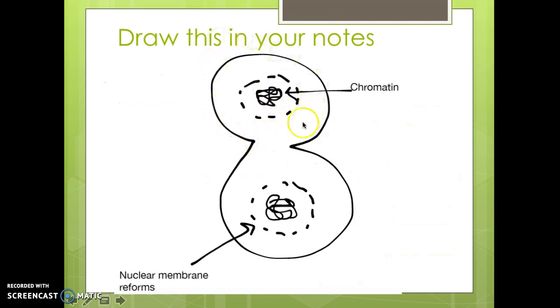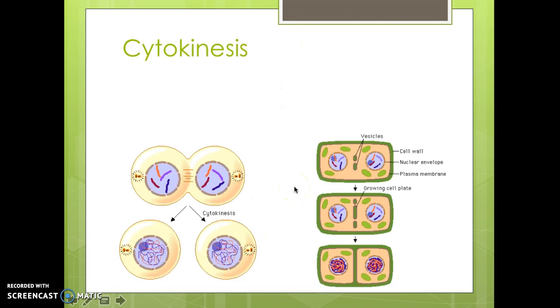So here, I have a picture. We're going to be separating right here in the next part of the cell division cycle, which is called cytokinesis. My nuclear membrane is going to reform, and I have my chromatin in both cells. Cytokinesis is not a part of mitosis. It is separate because it is division of the cytoplasm.